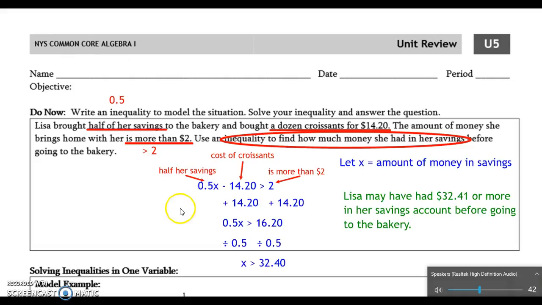What I'm going to do in this video is show you the model examples. I'll show you how they're done, and then I'll allow you to pause the video so you can try the checks for understanding and the problem sets, and then you can check your answers when you unpause the video.